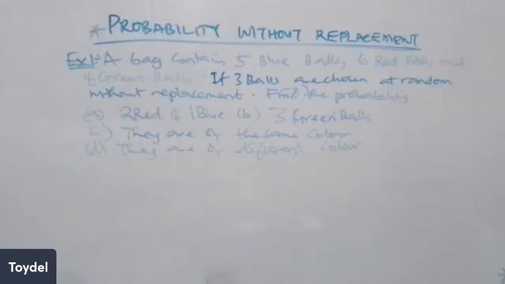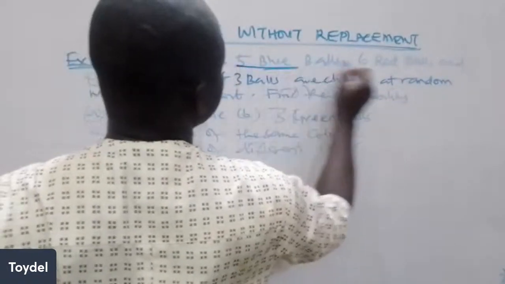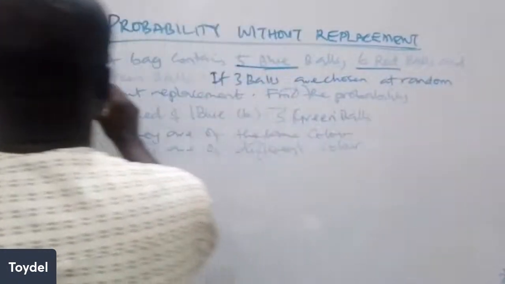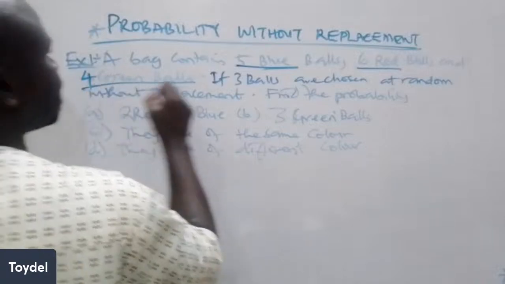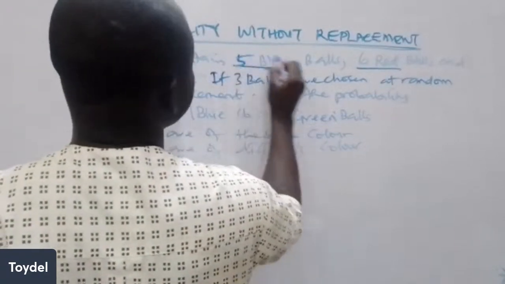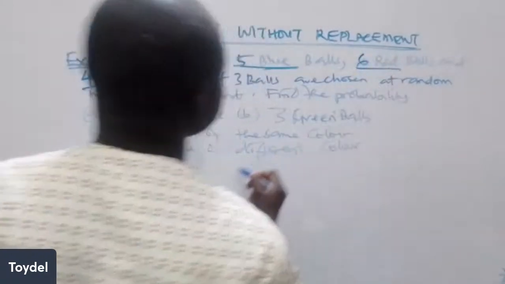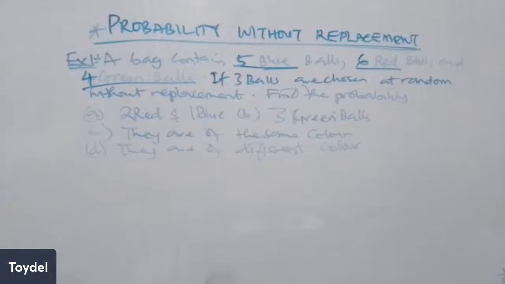And we've actually solved this question using probability with replacement. So these are the balls: blue, red, and green, with 4 green balls in that bag, 5 blue and 6 red. So now let's see the effect of probability without replacement.